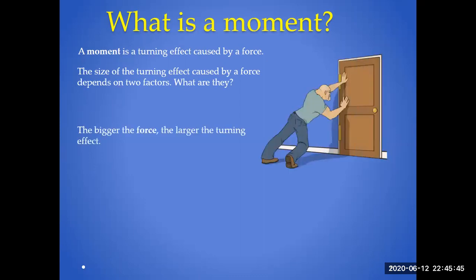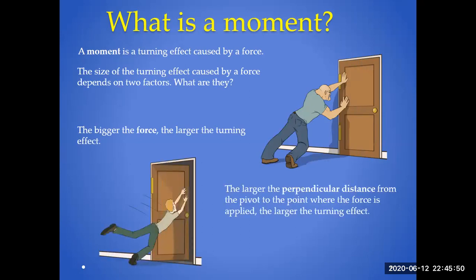Look at this. Number one, the bigger the force, the larger the turning effect. Number two, the larger the perpendicular distance from the pivot to the point where the force is applied, the larger will be the turning effect. More is the moment arm, more will be the turning effect, simplest. And more is the force, more will be the turning effect. And the third one to remember is the angle between the two. If you apply the force perpendicular, at 90 degrees, maximum torque will be produced. If the angle gets less and less, a lesser amount of torque will be produced.